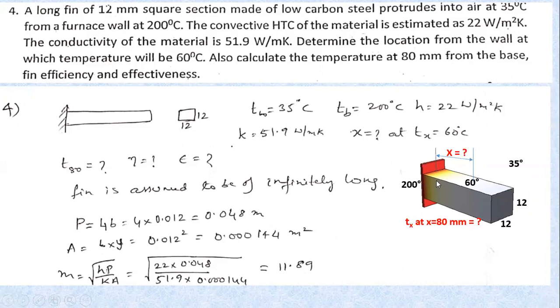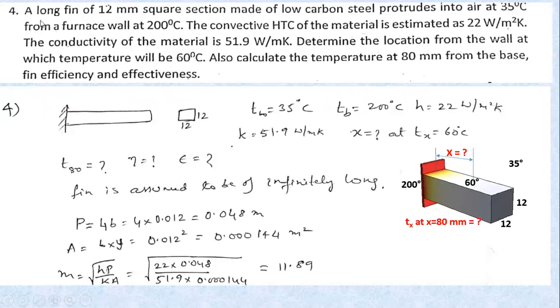That means from this point, you have to find the distance x from where the fin temperature is 60 degrees centigrade. Also, one more case: calculate the temperature at 80 mm from the base. So there are two cases. In the first case, you have to find the length, and in the second case, the temperature. Also find the fin efficiency and effectiveness.